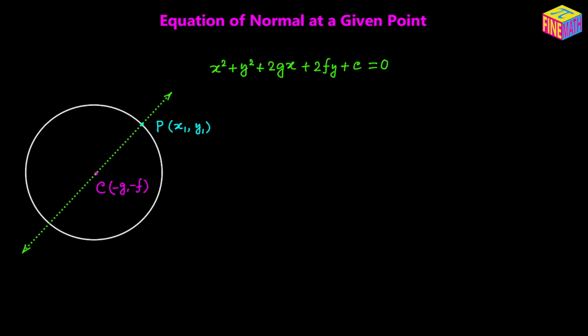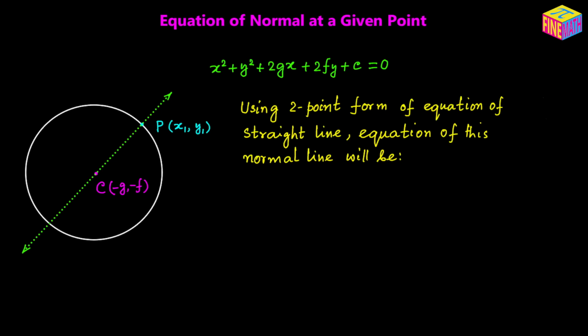Now here you see, we know the coordinates of both P and C. P's coordinates will be provided and C's coordinates indirectly provided through the given equation of the circle. So we know the 2 points on this normal line, and then we can easily use the 2-point form of the equation of straight line. So here I have noted that using the 2-point form of equation of straight line, equation of this normal line will be something like this.